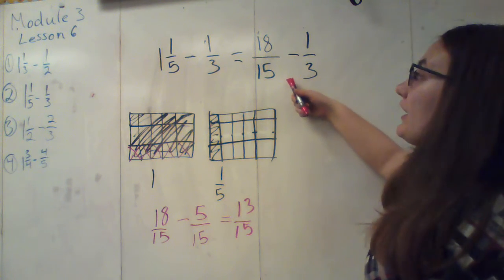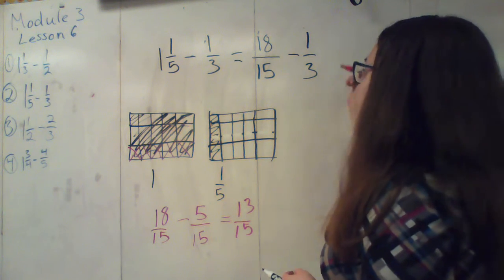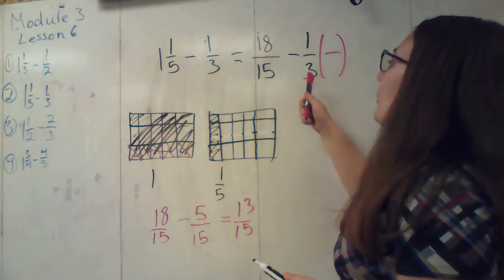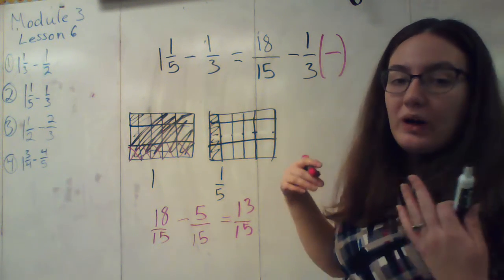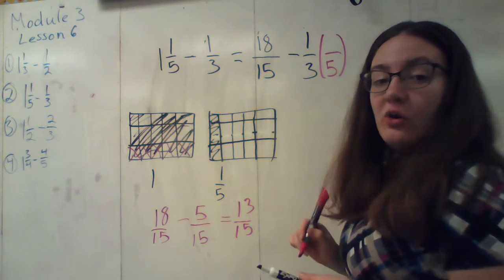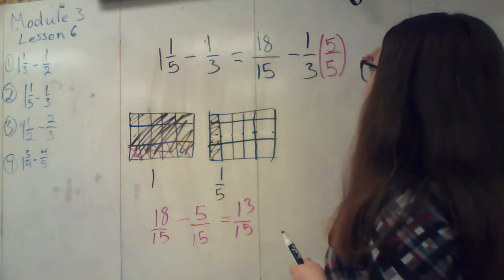Now I'm going to come up here and I'm going to do 18/15 minus 1/3. So remember, I need to create an equivalent fraction. So I need to think about, well, 3 times what would equal 15? Well, 3 times 5 would equal 15. And whatever I do to the bottom, I have to do to the top.